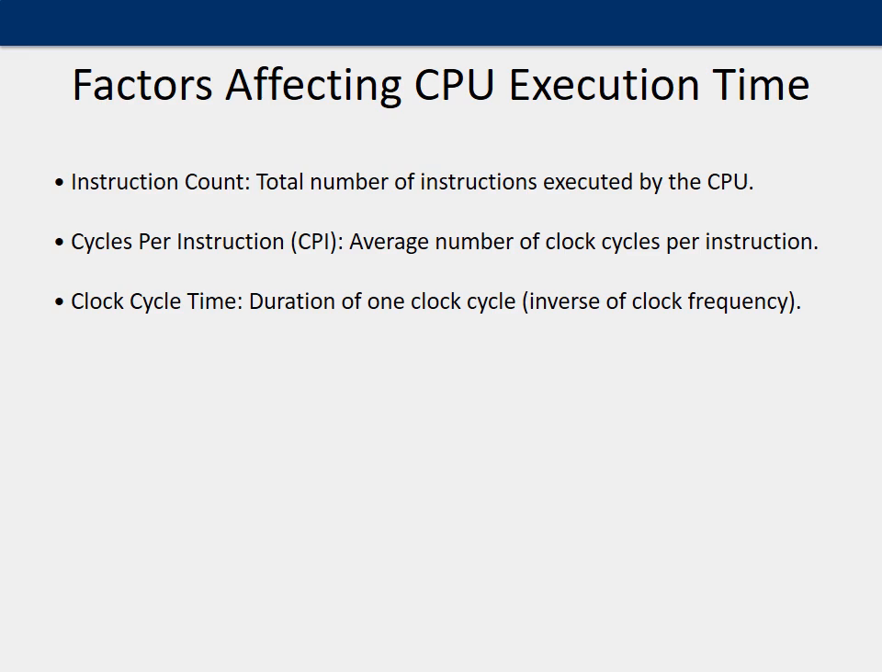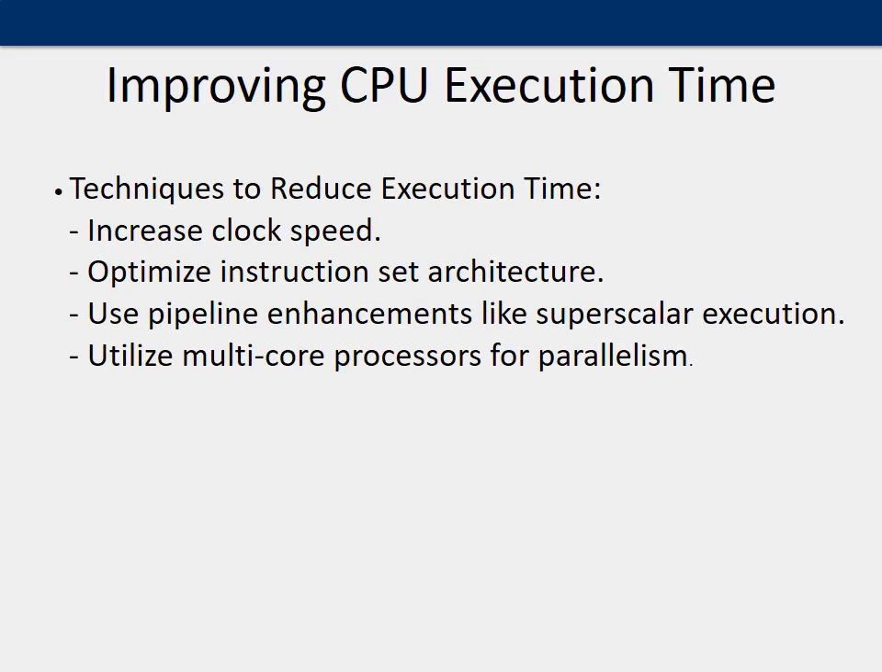So we now see factors affecting CPU execution time. First, we see instruction count, the total number of instructions executed by the CPU. Then CPI, it stands for cycles per instruction, the average number of clock cycles per instruction. Clock cycle time, the duration of one cycle, is the inverse of clock frequency.